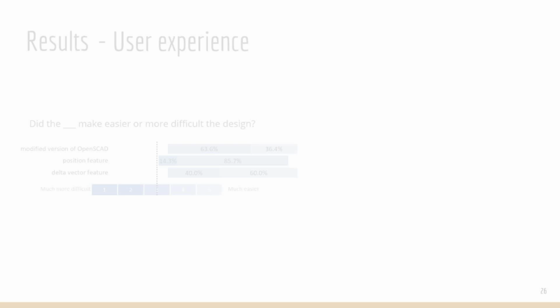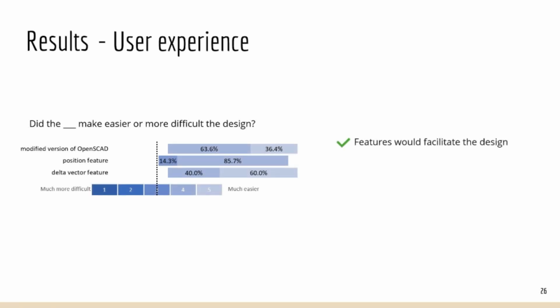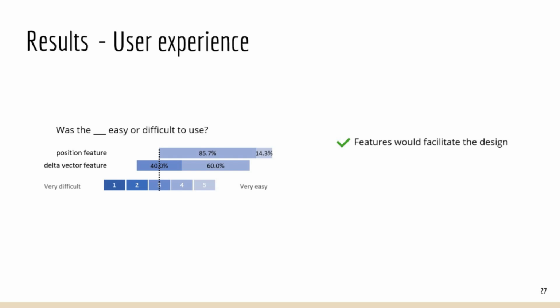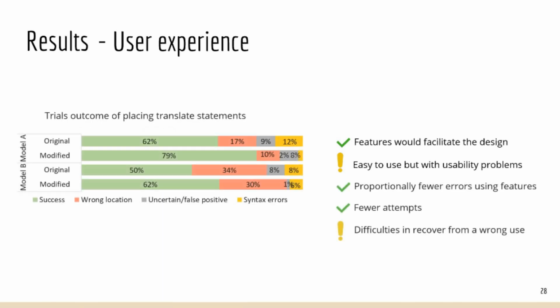Participants generally found that the modified version of OpenSCAD and the implemented features made the design process easier. They noted that the features were easy to use, despite some usability issues such as the use of right-click instead of left-click, the order of selection for the delta vector, and the colors of the handles. Performance analysis showed that users made fewer errors and required fewer attempts to achieve a successful design, compared to the original version of OpenSCAD, although recovering from incorrect uses of the features was challenging.